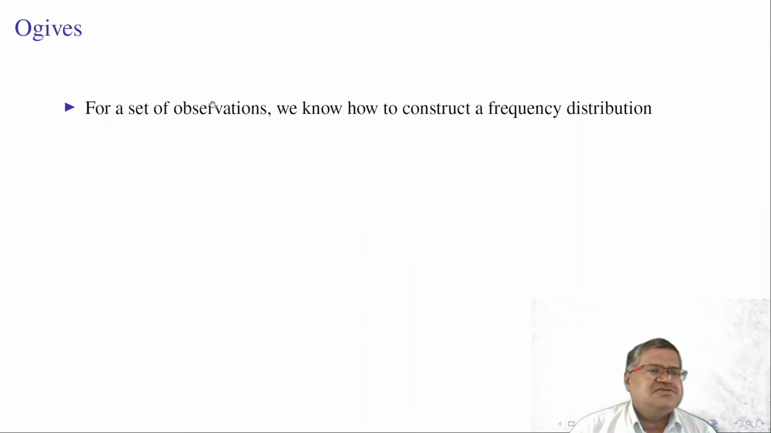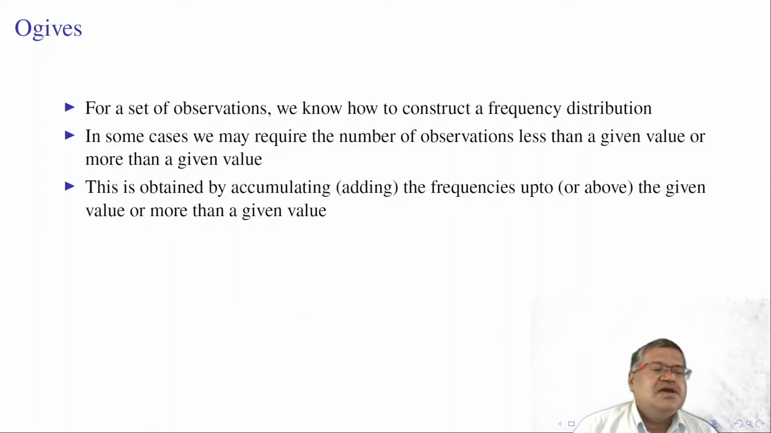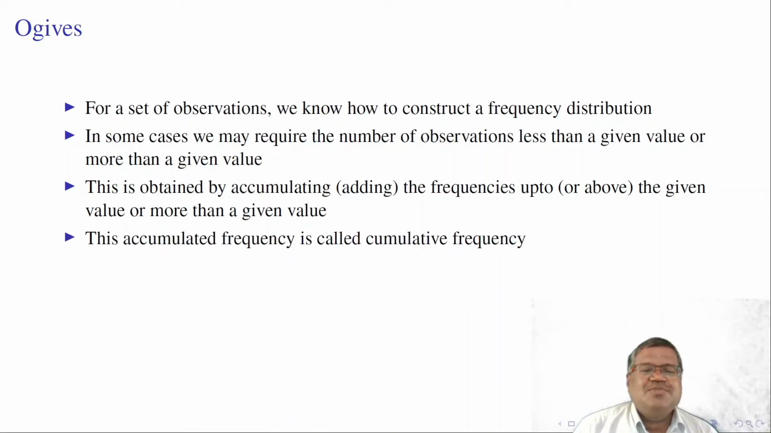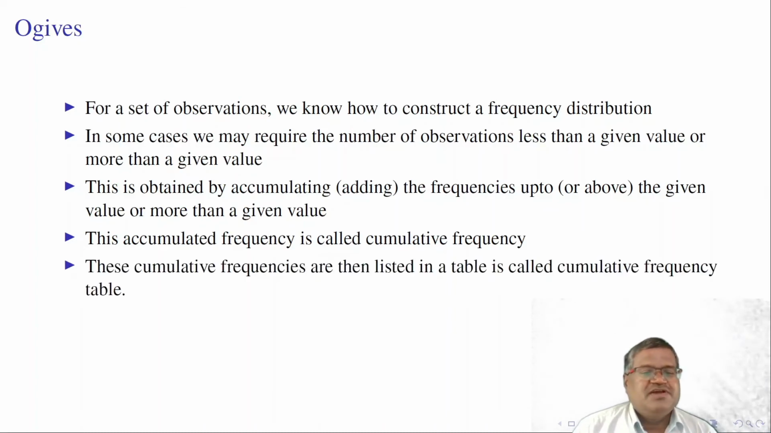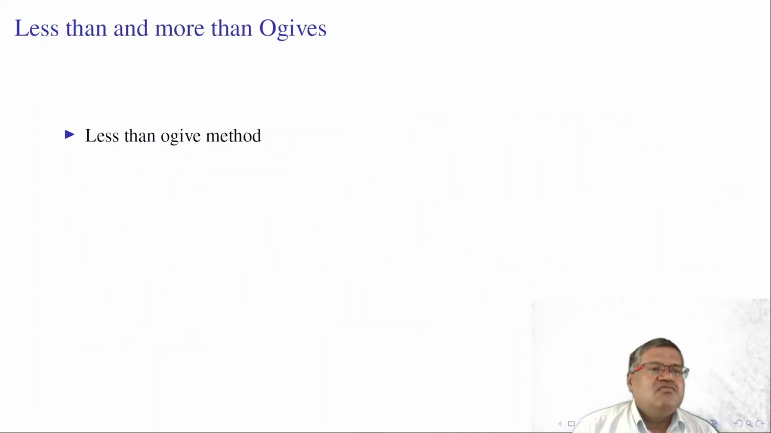Next concept is ogives. For a set of observations, we know how to construct a frequency distribution previously. In some cases we require the number of observations less than a given value or more than a given value. This is obtained by accumulating or adding the frequencies up to or above the given value. This accumulated frequency is called cumulative frequency. These cumulative frequencies are then listed in a table called cumulative frequency table. The curve obtained by plotting cumulative frequencies is called a cumulative frequency curve or ogive.